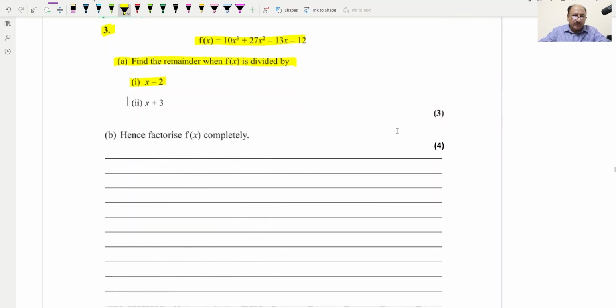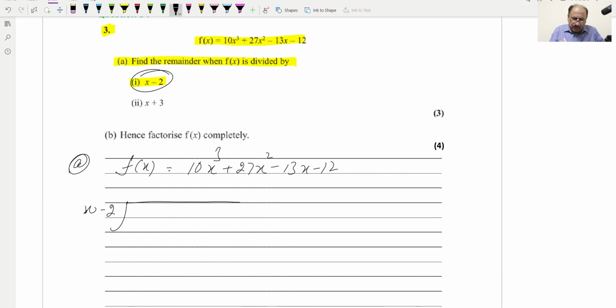We can rewrite the given f of x is equal to 10x cubed plus 27x squared minus 13x minus 12 and x minus 2. So x minus 2 is equal to 0. We can put, for remainder theorem we can apply, and we will solve this question by 2 methods. One is we can divide this by x minus 2.